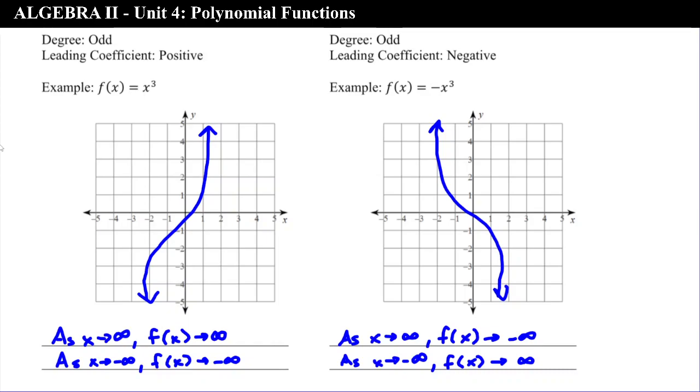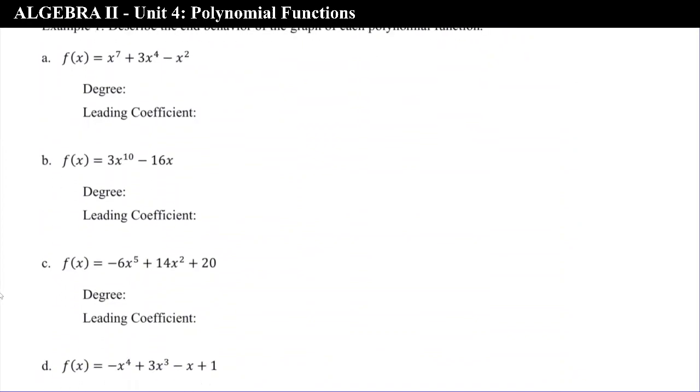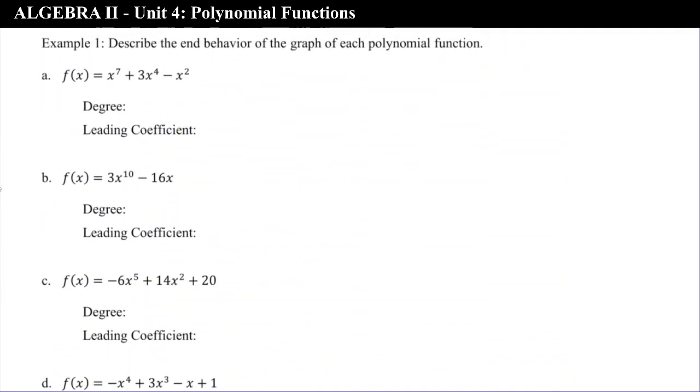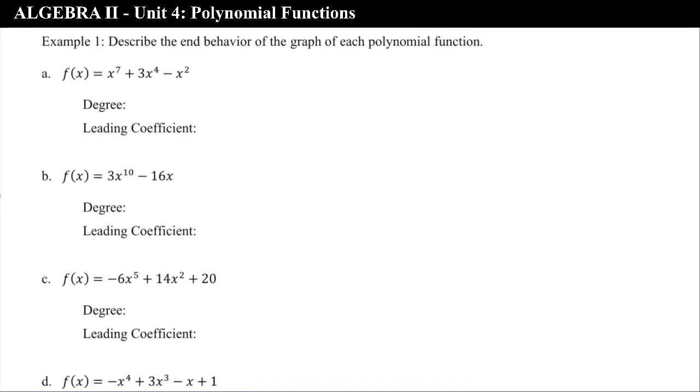So let's do a few examples here. Let's describe the end behavior of each of these equations, okay? So we don't have a graph, but we do have the information that we need. All right, so for example A, our degree here is 7, because that's our highest exponent. So therefore, our degree is odd. And then our leading coefficient is positive. So we can take that information and we can sketch a little graph, okay?